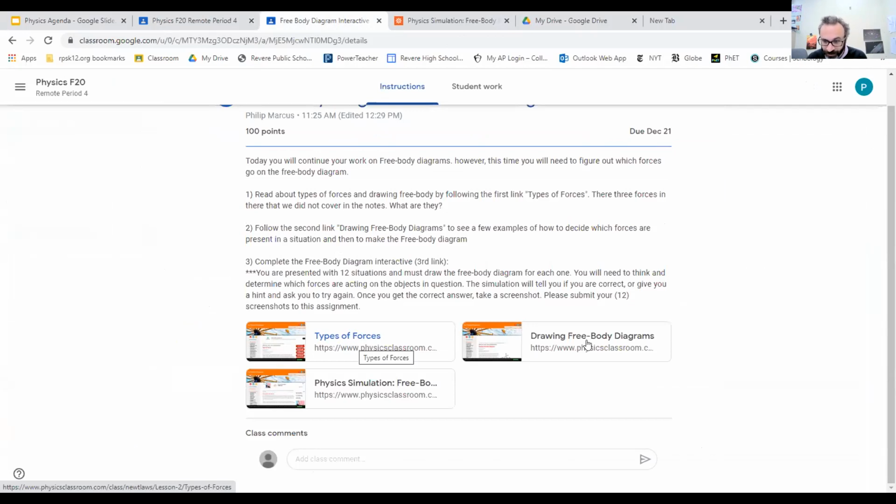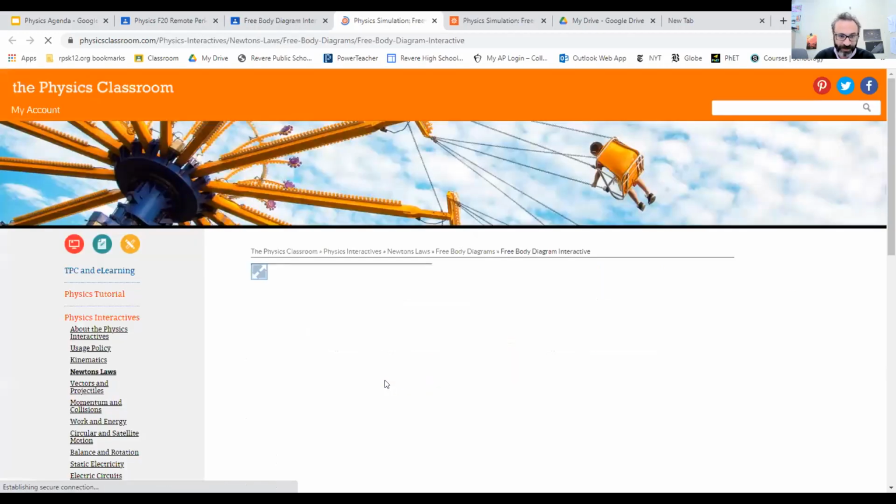And this drawing free body diagrams link gives you some examples of a couple just like that you're about to do. So if you are stuck or struggling, it would be great to take a look at those. Those should be the first 2 resources you use if you're stuck. This third link goes to the interactive itself.